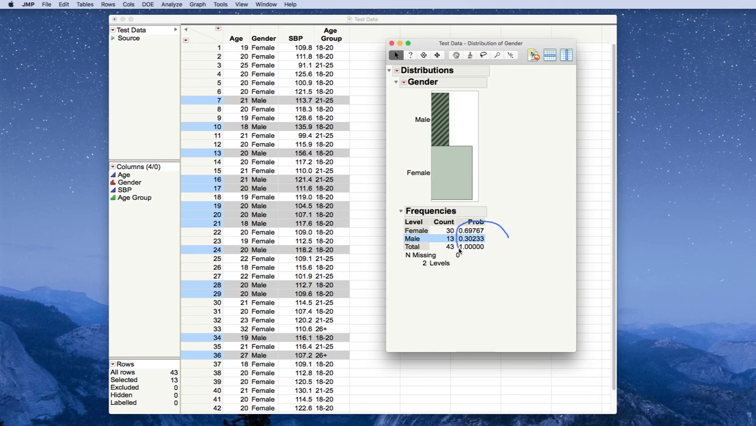And you can see here that JMP gives you the probability. What we want to report is a proportion. So we want to look at the proportion of males. So we would take 0.30233 and multiply it by 100. And that would actually give us 30.2% males in this sample. For our females, it would be 69.8% because you would round up from 69.767. So 69.8% females and 30.2% males from this distribution.